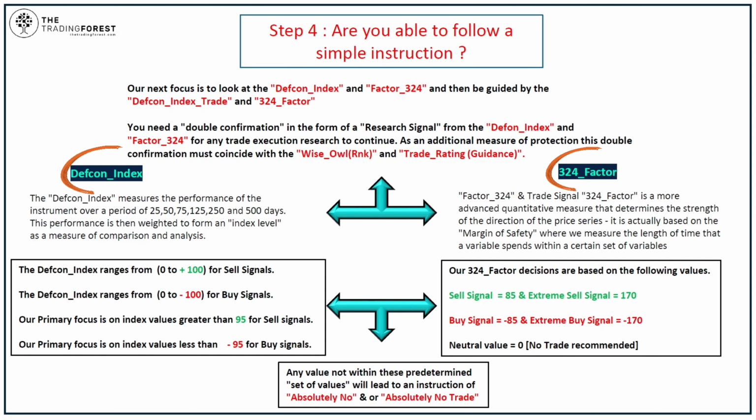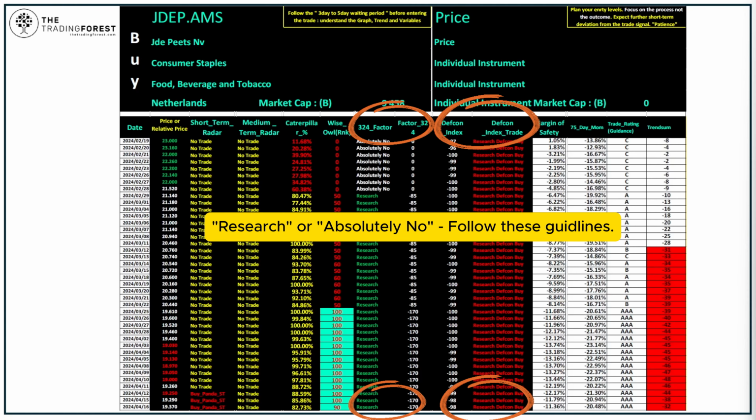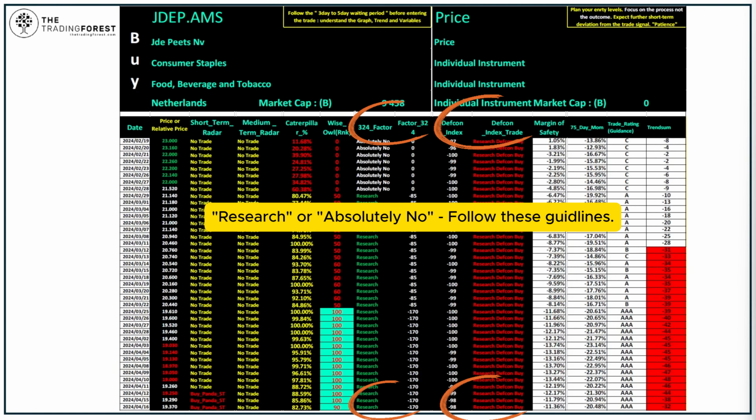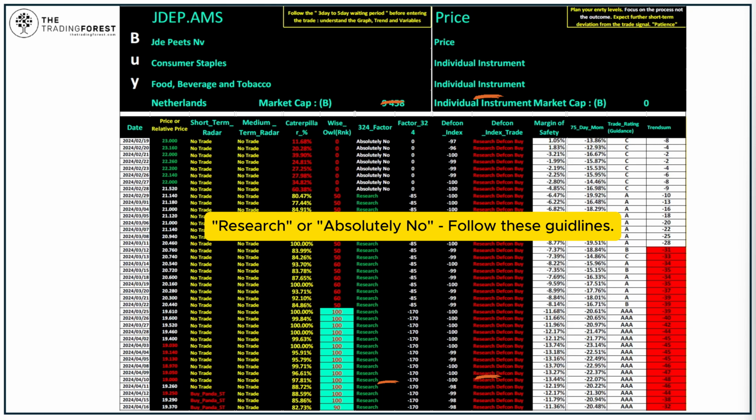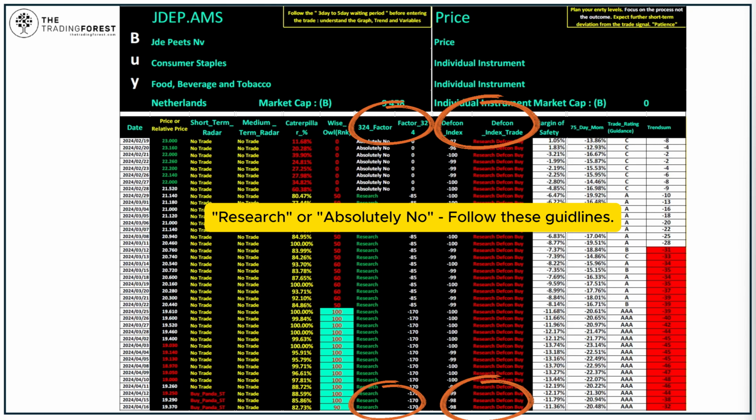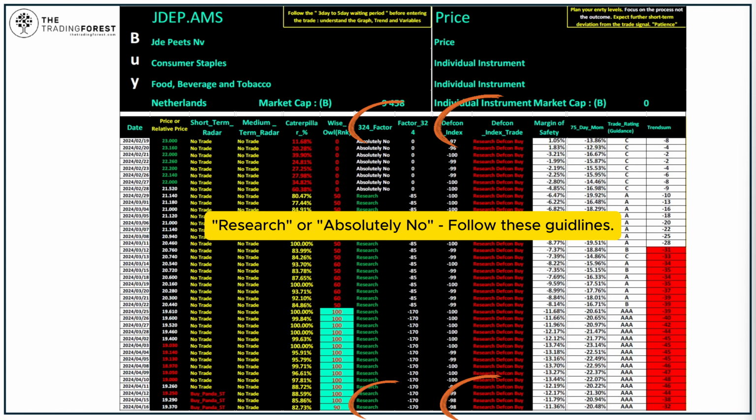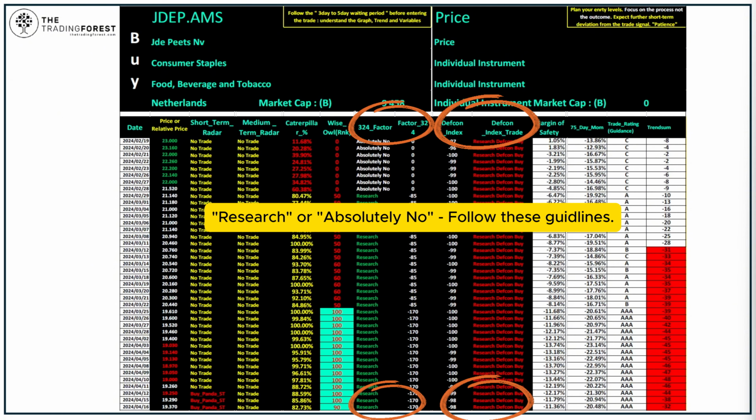Factor 324, in trade signal 324 factor, is a more advanced quantitative measure that determines the strength of the direction of the price series. It is actually based on the margin of safety, where we measure the length of time that a variable spends within a certain set of variables. Both the DEFCON index and the 324 factor will have a trading guidance signal of research or absolutely no. It is imperative that the trader follow these guidelines without fail.